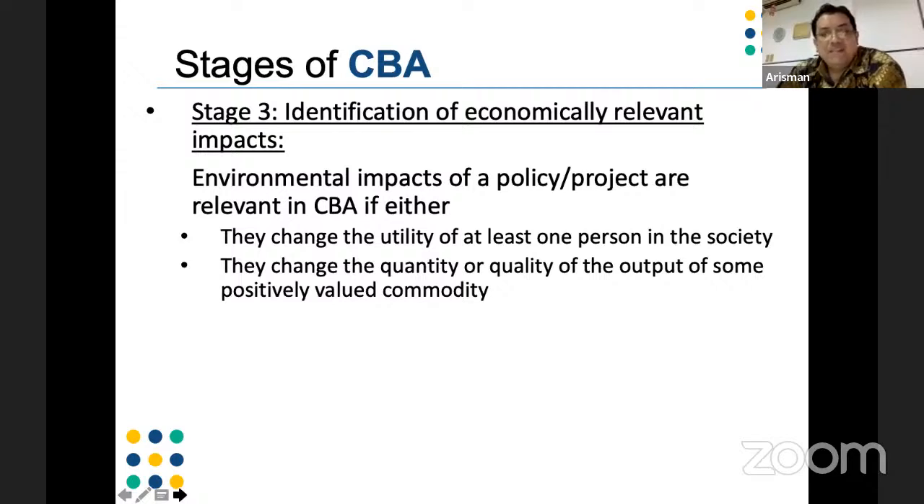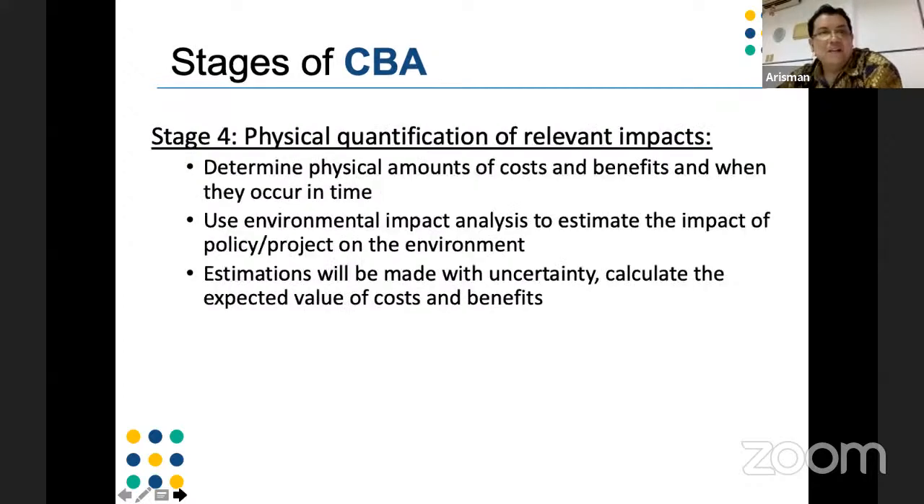And stage three, the next one, is identification of economically relevant impact. Environmental impacts of a policy or project are relevant in CBA if either they can change utility in the society, or they can change the quantity or quality of the output of some positively valued commodity. Stage four is a physical quantification of relevant impact. Determine the physical amount of cost and benefit, and when they occur in time. Use environmental impact analysis to estimate the impact of the policy or project on the environment. Estimation will be made with uncertainty, so calculate the expected value of cost and benefit.